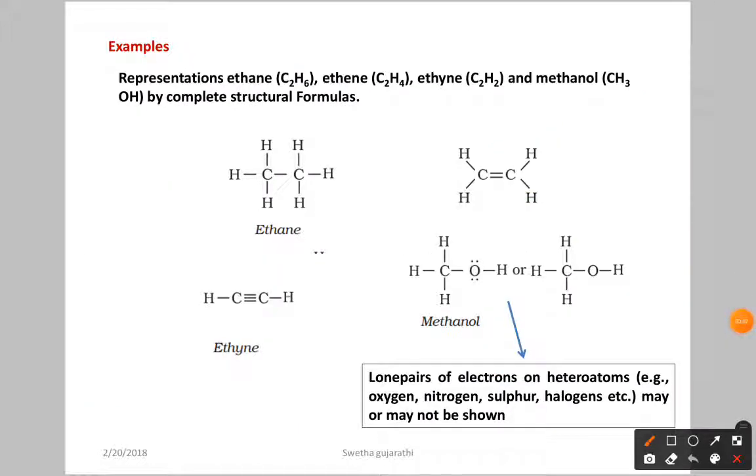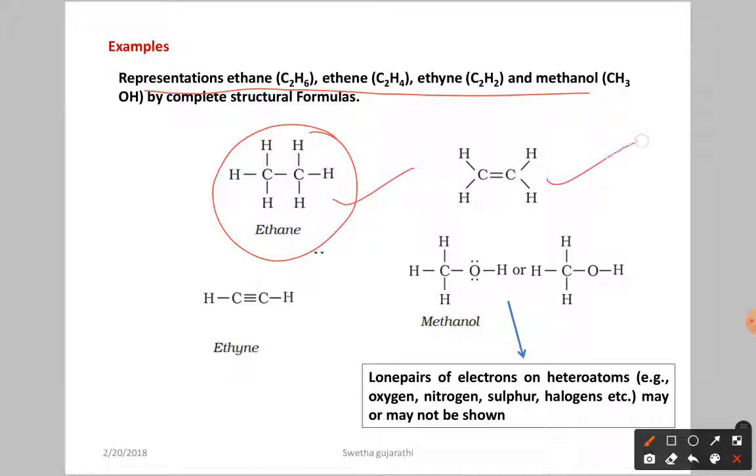Let us see examples of representation of complete structural formulas, representing ethane, ethene, ethyne and methanol. Here you can see the ethane structure. You write all the complete bonds, as I told, the carbon valence has to be satisfied. Next the structure of ethene, and next the structure of ethyne. In the Lewis dot structure we simply write the dots, so here we simply replace them with the dash. That dash indicates a bond.